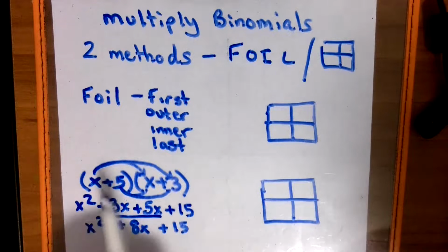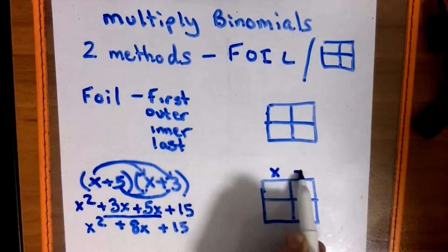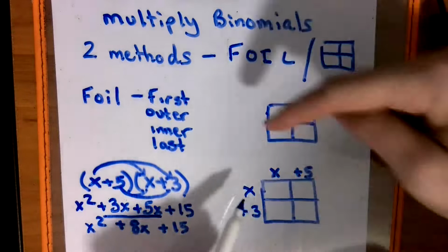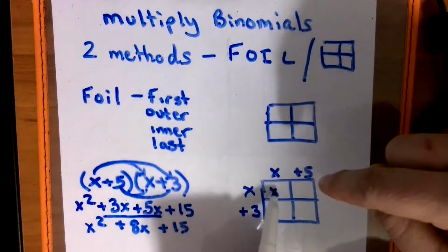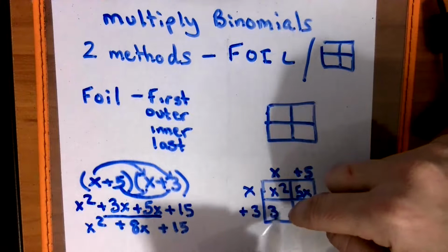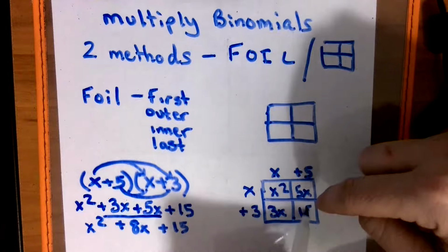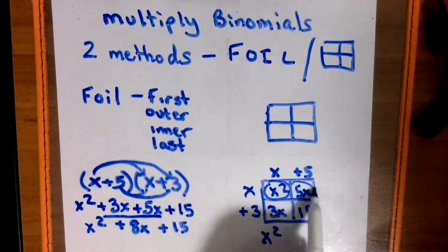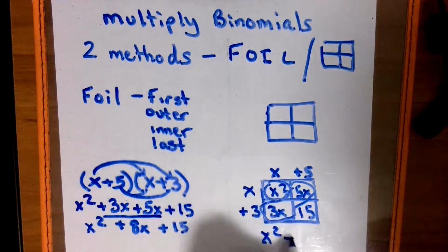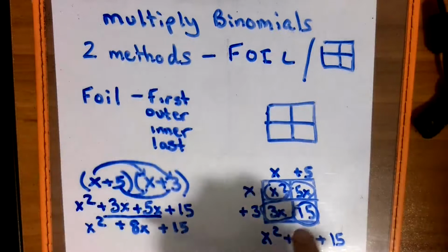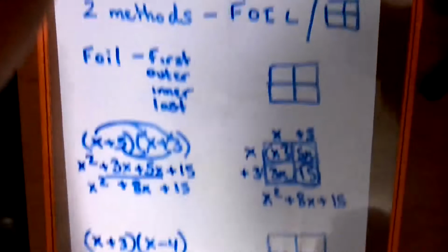Now, if we want to do it in a box method, we take one of them and we put it on top, like x and a positive 5. And this is an x and a positive 3. And we do it like a times chart, okay? Like x times x is x squared. X times 5 is 5x. 3 times x is 3x. 3 times 5 is 15. And now this is by itself. These two can be combined. They're both positive, so they become plus 8x. And this can go all by itself for a positive 15. Some kids like the FOIL. Some kids like the box method. Totally up to you. Let's watch another one.